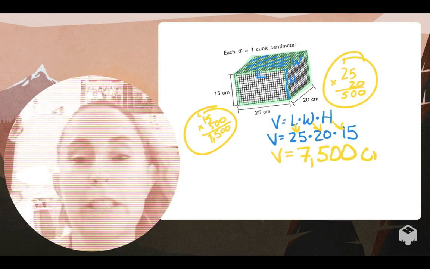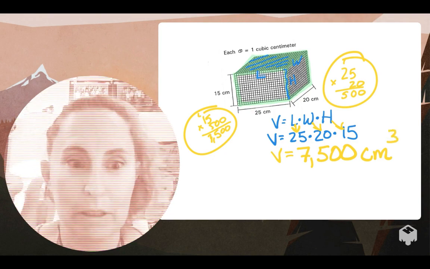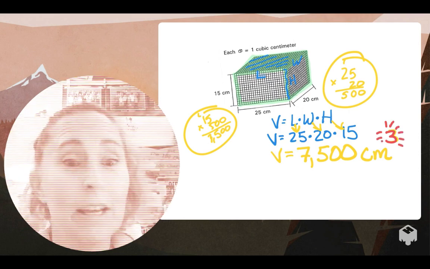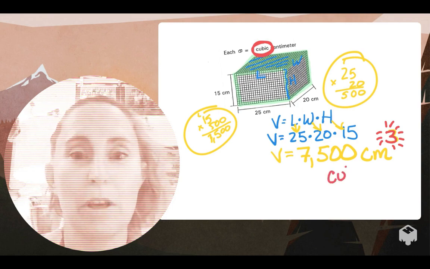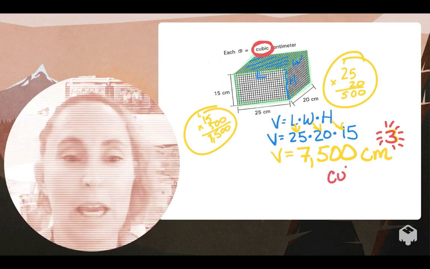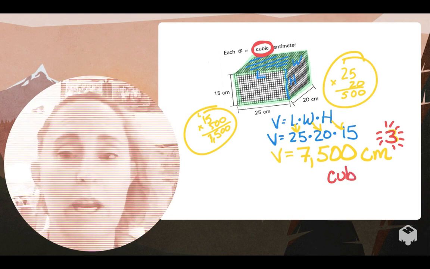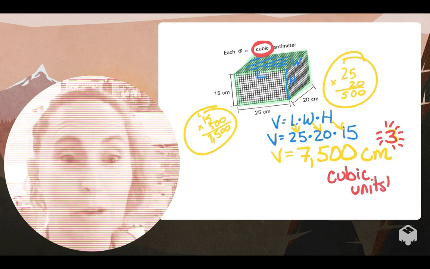Now listen, these are centimeters, but they're not just plain centimeters. They're cubes. They're little 3D cubes. So you're going to see a tiny little 3 that hovers above the unit when we're talking about finding volume. And some kids will remember this like a little 3 because we're measuring in 3D shapes, or in other words, in cubic units.